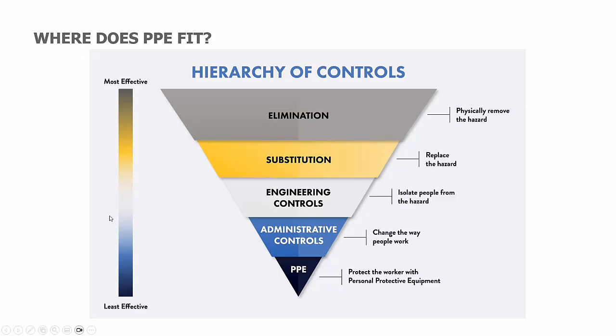If you look at the hierarchy control real carefully, if you notice at the very top, you want to try to eliminate the hazard the best you possibly can. If you can't eliminate it, you want to try to substitute it with maybe a different type of a process. You can also use engineering controls. All engineering controls is you just isolate the people away from the hazard. The administrative controls, basically you change the way the people work. And the last but not least is the PPE, protect the worker with personal protective equipment.